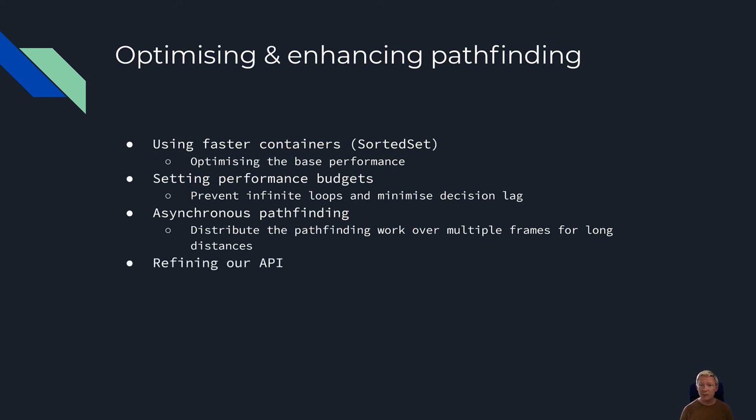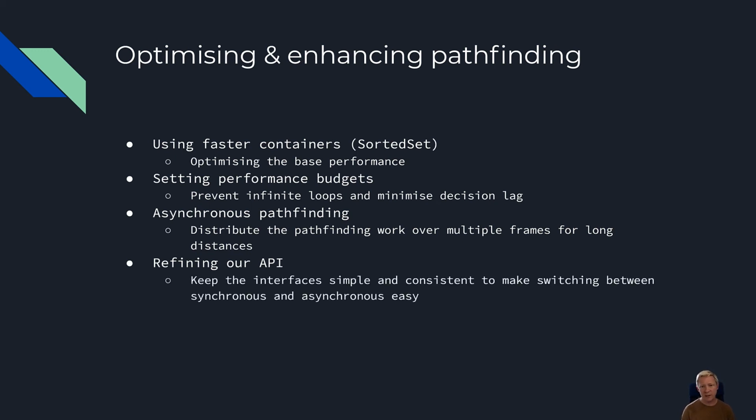And then finally, we'll be refining and improving our interface to the pathfinding, because we want to make sure that those interfaces are simple and really consistent, so that it's very easy to take a block of code and say, okay, this doesn't need to be a synchronous pathfinder. Now I've written it for that. Let's change it to be asynchronous. So we're going to be making it a fairly consistent, fairly clean interface for it.